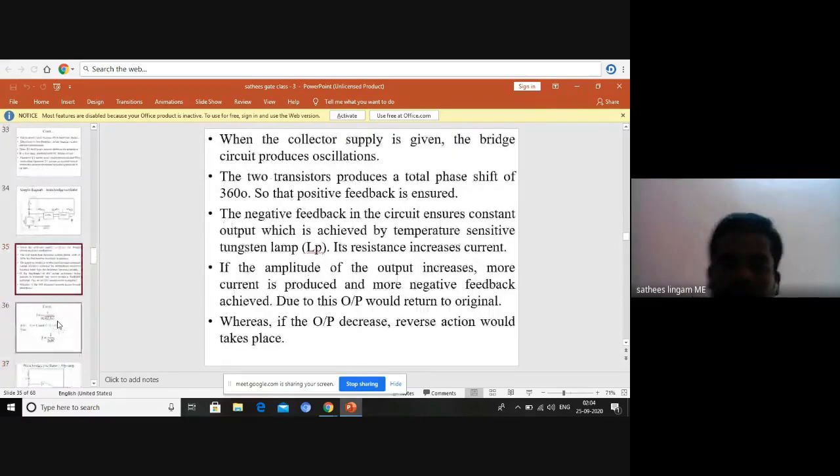Now, when the collector supply is given, the bridge circuit produces oscillation. The two transistors produce the total phase shift. The negative feedback of the circuit ensures constant output, which is achieved by the temperature-dependent tungsten resistance. If the amplitude of the output increases, more current is produced and more negative feedback is achieved. Due to this, the output returns to original. Whereas if the output decreases, the reverse action takes place.